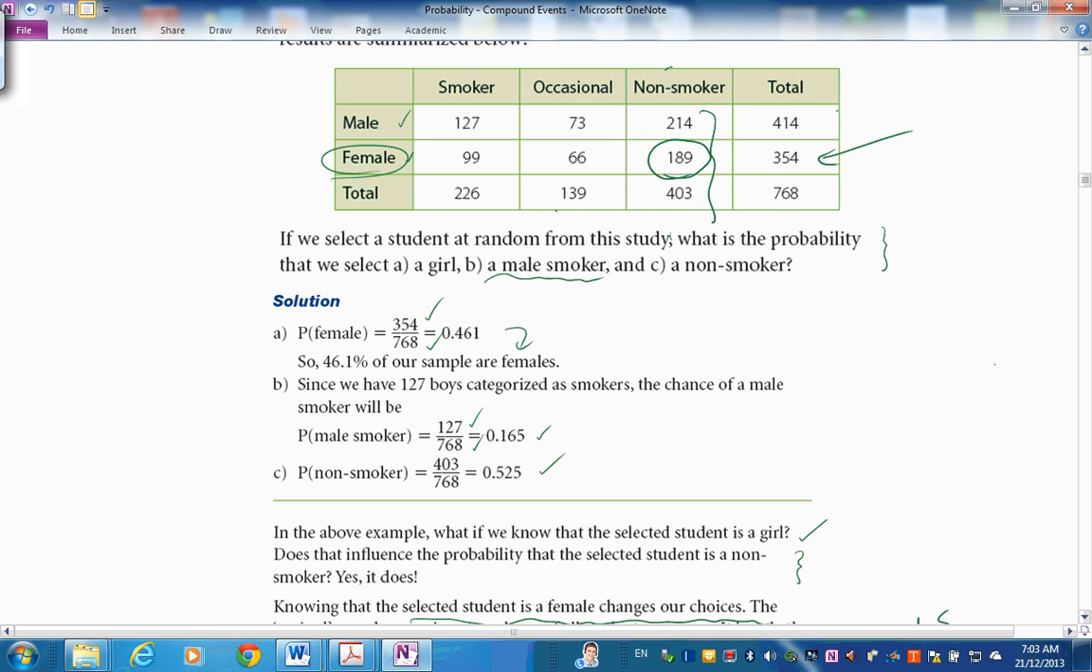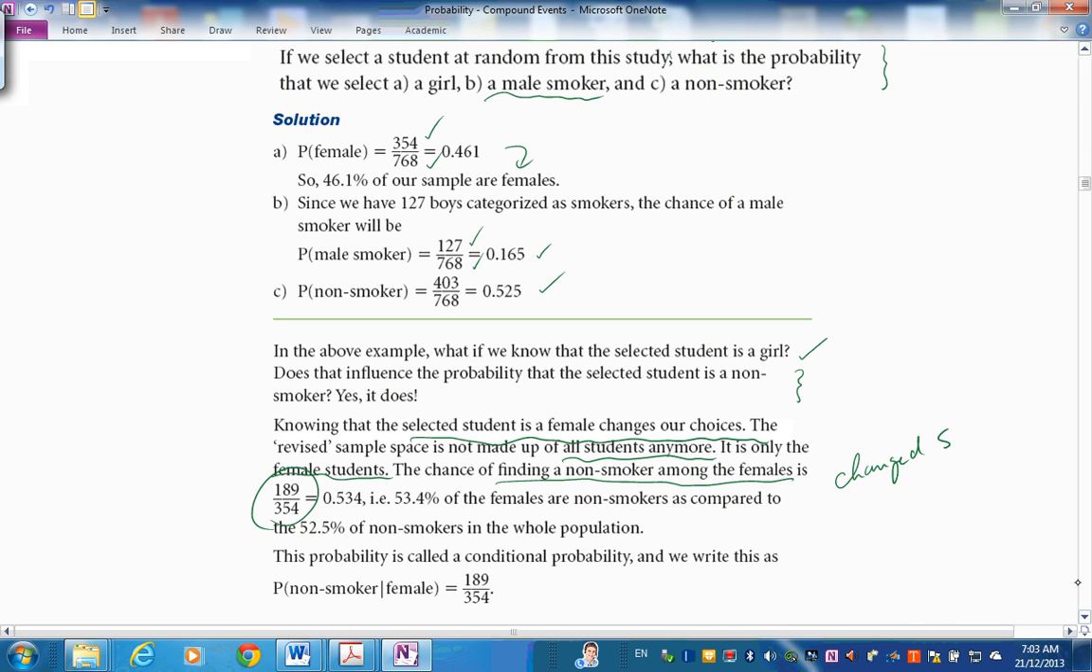We know something about it. We have a condition on which to work here, conditional probability. So we're going to adjust it. Okay, it's going to be 189 out of 354. Okay, that is 53.4% of the females non-smokers, as compared to 52.5% in the whole group.